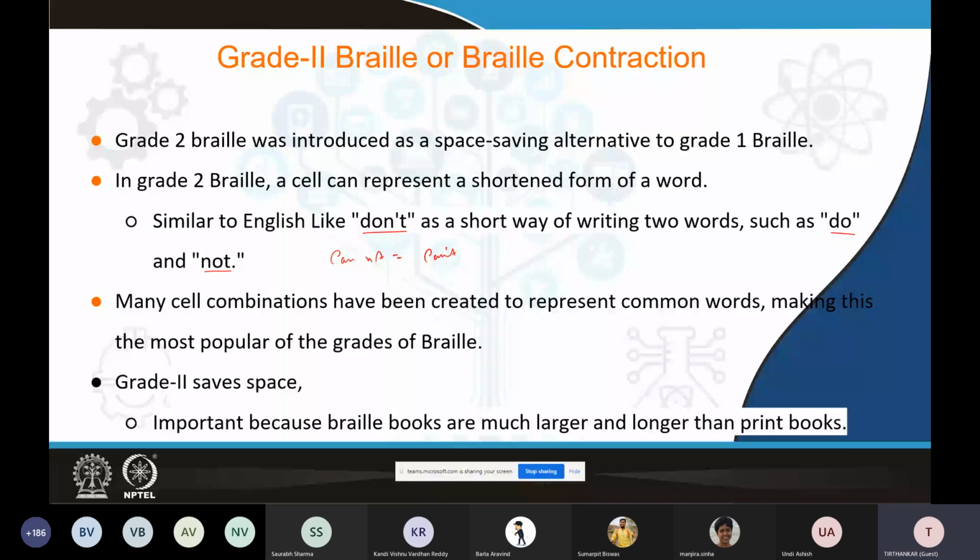Typically this compression is called grade 2 braille transliteration, or grade 2 braille, and the standard, conventional one is called grade 1 braille. So what are the different kinds of compression or contractions that are possible?